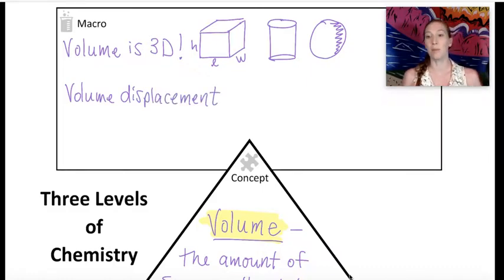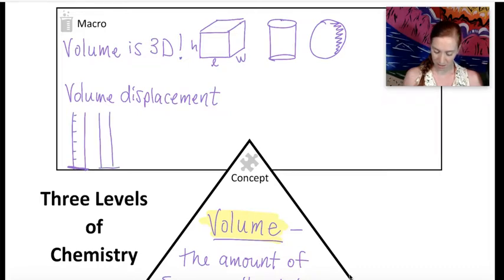The volume displacement method for measuring volume of an object is where you take a measured volume of water, add your irregularly shaped object to that water, and then measure the change in the volume. So I'm going to do my best to sketch a graduated cylinder. Here's my after. They're not going to be identical, but let's pretend like they are. I'm going to fill in a volume measurement.